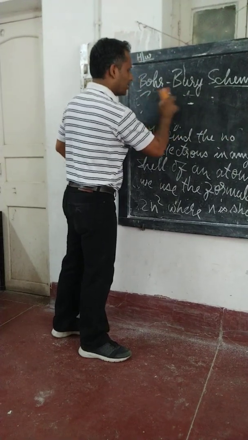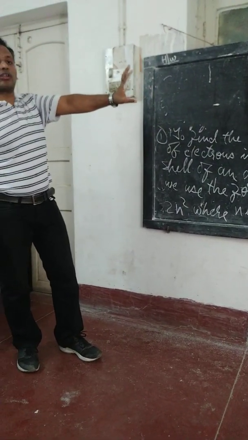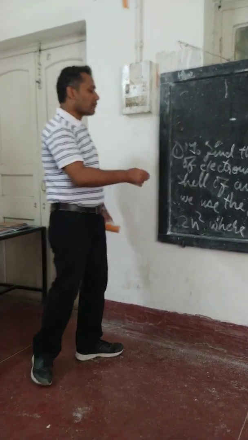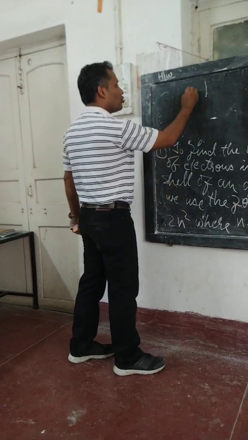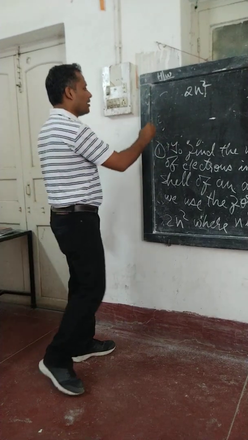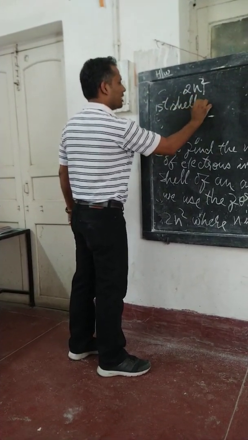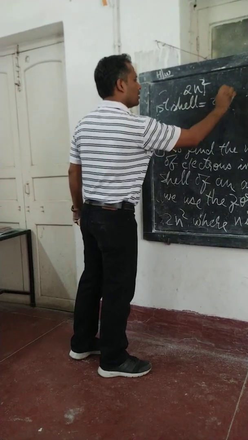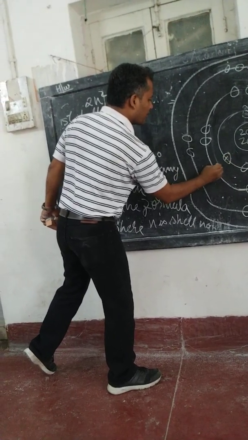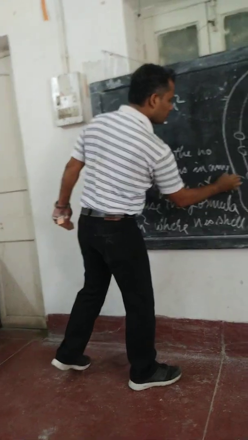The first point, remember the scientists Bohr and Bury. The Bohr-Bury scheme of electronic configuration. The first point you have to remember is you use the formula 2n square. What formula are you using to find the number of electrons in each shell? 2n square. For example, if you take the first shell, this is shell number 1, shell number 2, shell number 3, shell number 4.